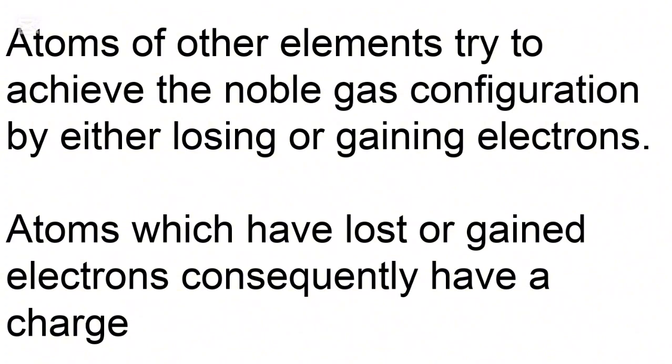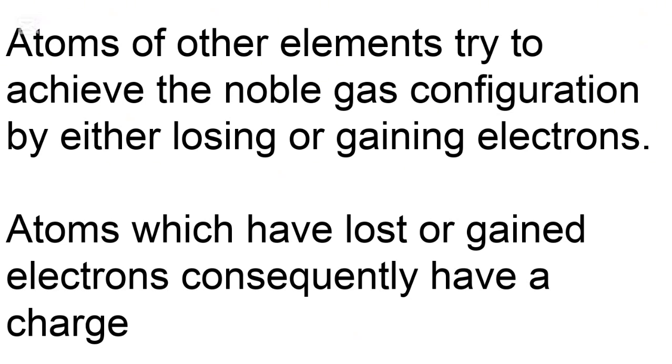Atoms of other elements try to achieve the noble gas configuration by either losing or gaining electrons. So, to attain this stable configuration, all the other atoms in the other groups are trying to achieve a noble gas configuration so that they can be stable, by either losing or gaining electrons. Atoms which have lost or gained electrons consequently have a charge. So they are no longer atoms, they become ions. That is why we say they have a charge.